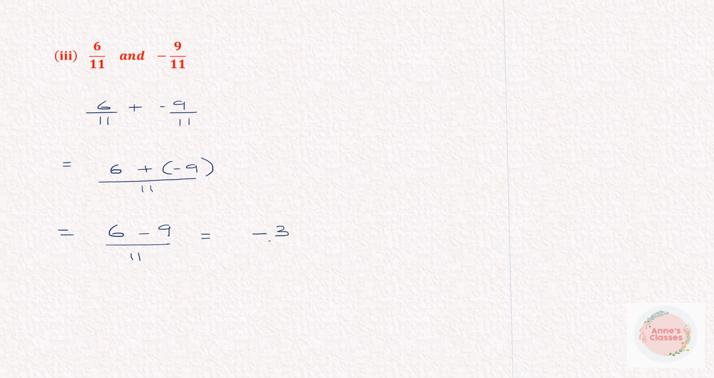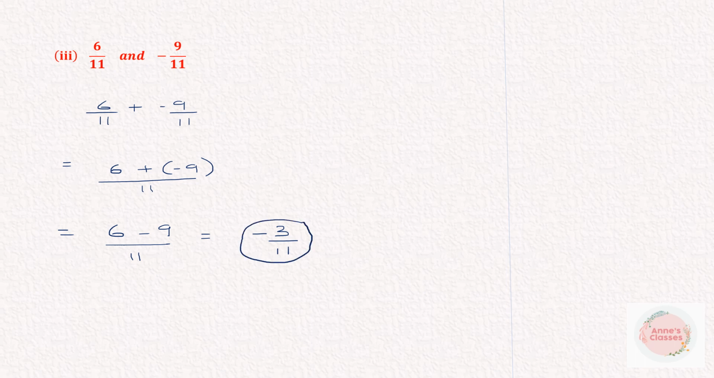Question 3. Here also we're going to add 6 by 11 and minus 9 by 11. So this is 6 by 11 plus minus 9 by 11. Again, denominators are the same. So we write the same denominator and the same numerators. So 6 plus minus 9. This becomes 6 minus 9 by 11. So signs are different. Put the sign of the bigger number and subtract, 9 minus 6 is 3 by 11. So the answer is minus 3 by 11.